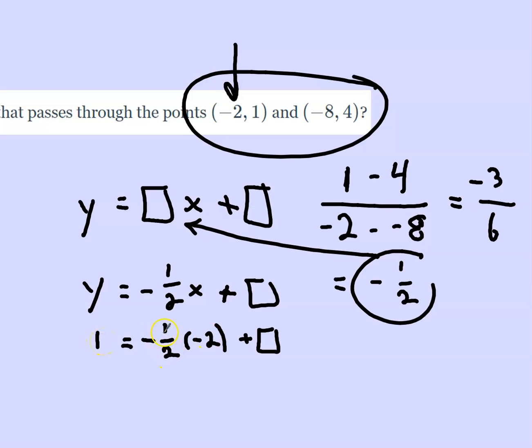So negative 1/2 times negative 2, negative times negative is positive, half of 2 is 1, so I get 1. And what are you going to add on to 1 in order to get to 1? Well, 0. So you could put a plus 0 at the end of the equation. It looks kind of silly. Or you could just say, look, y equals negative 1/2 x. So we've been doing that.